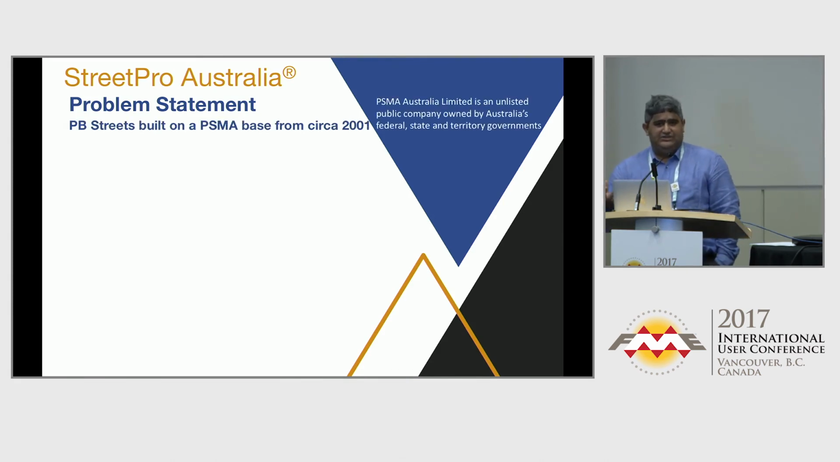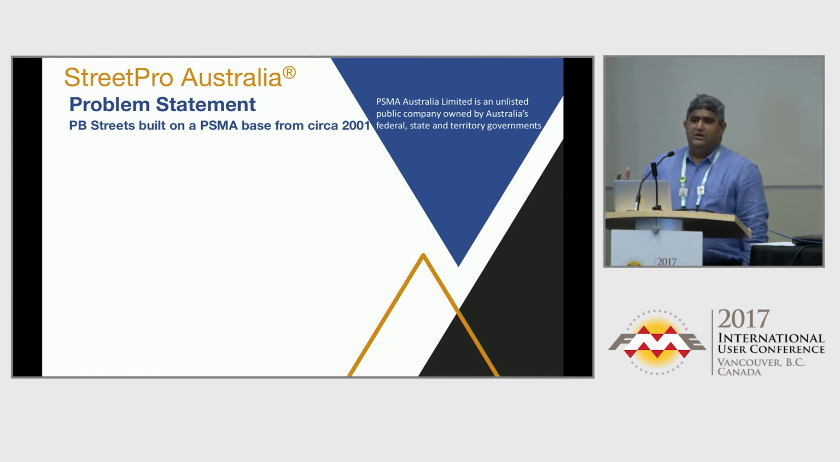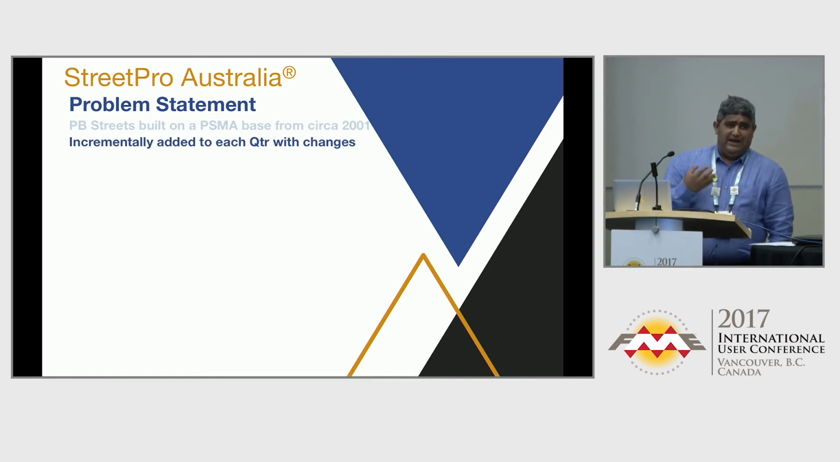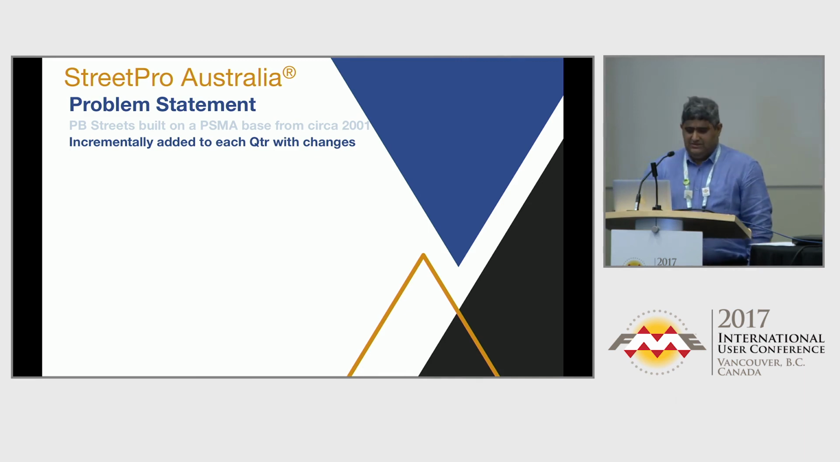Traditionally, the streets that were included in StreetPro Australia were based on data adopted from PSMA. And PSMA is the Public Sector Mapping Agencies, and it is owned by state and federal governments. So we adopted PSMA data as a base back in 2001, and we incrementally added data on that base each quarter based on customer feedback and field surveys that we carried out from time to time in different cities.